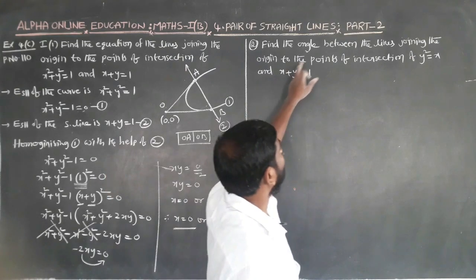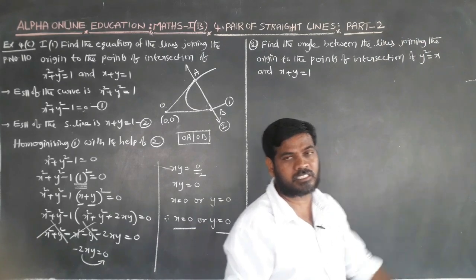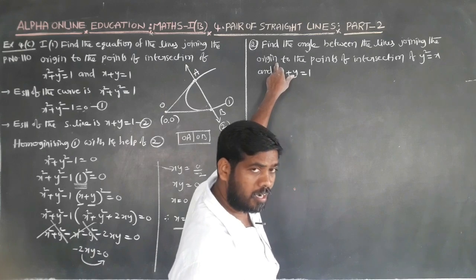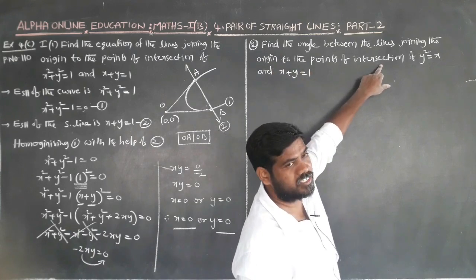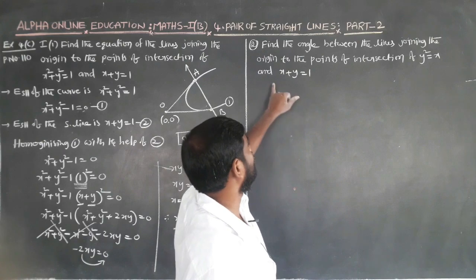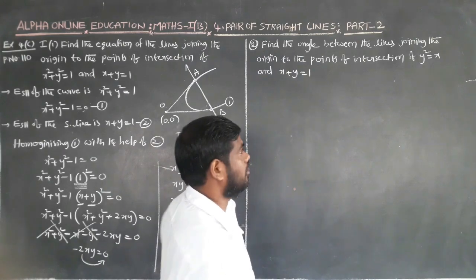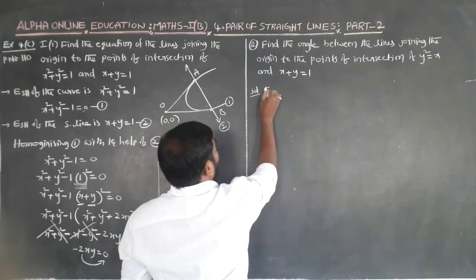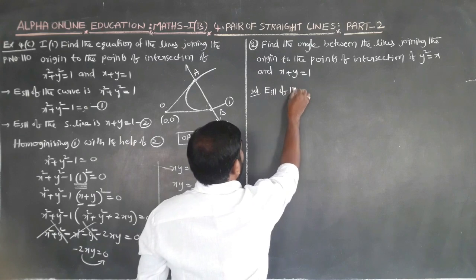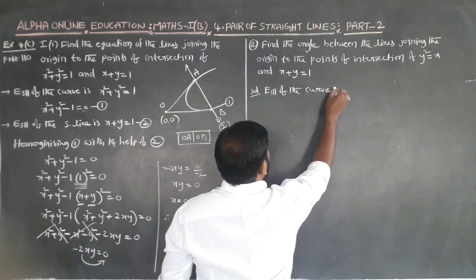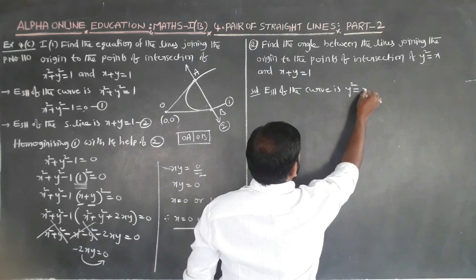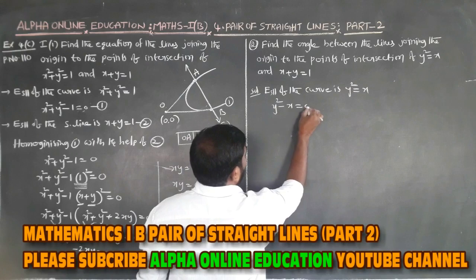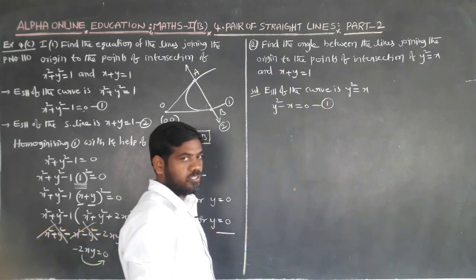Second one is find the angle between the lines. Find the angle between the lines joining the origin to the points of intersection of y square is equal to x and x plus y is equal to 1. This is the curve, this is the line. Equation of the curve is y square is equal to x. So y square is equal to x means y square minus x is equal to 0.